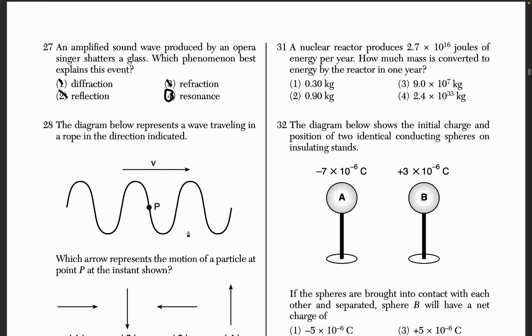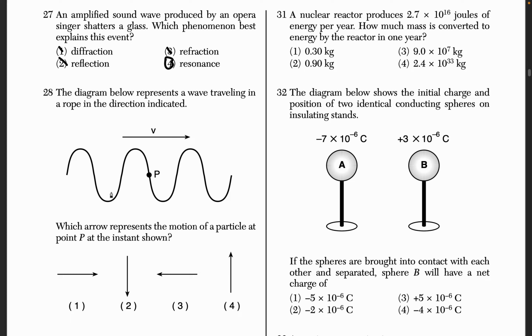Diagram below represents a wave traveling in a rope. Okay. So we have the wave traveling this way, right? This is the important part. If it's traveling to the right, that means our particle is going to go up. If it was traveling to the left, in the opposite direction, it will be going down. So the answer is 4. These left and right are only for longitudinal waves. This is a transverse wave.